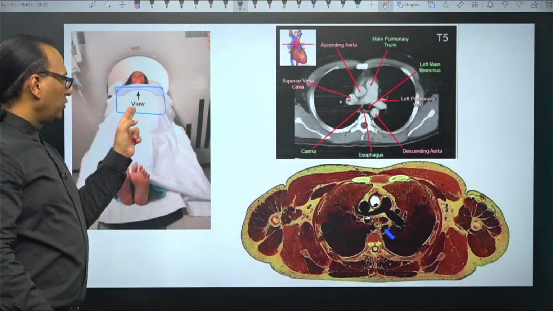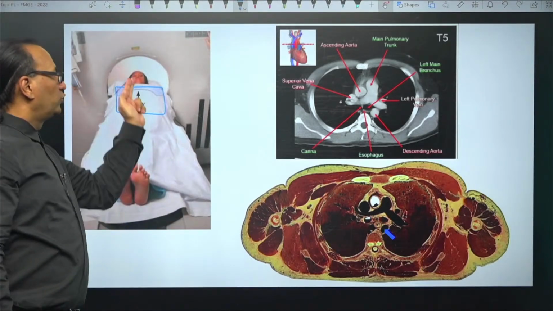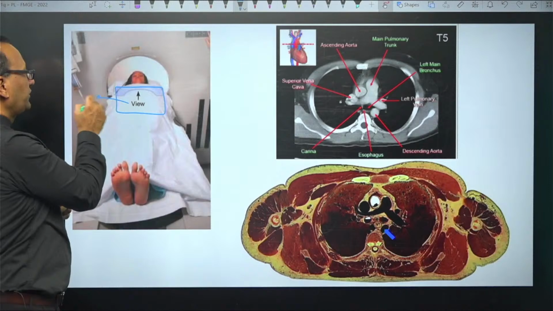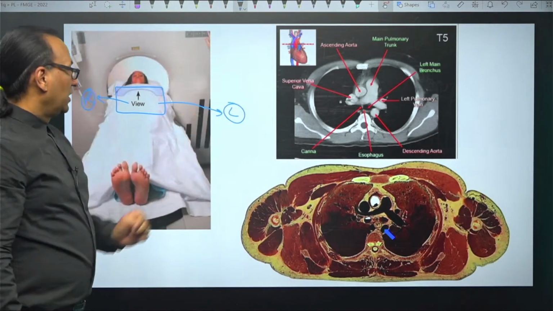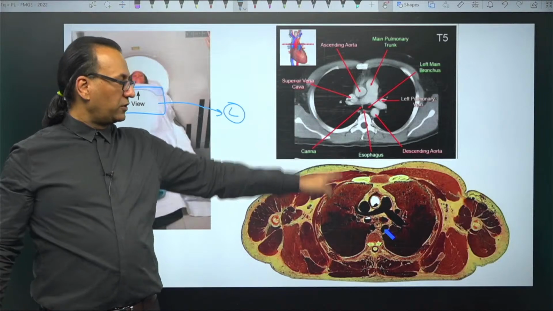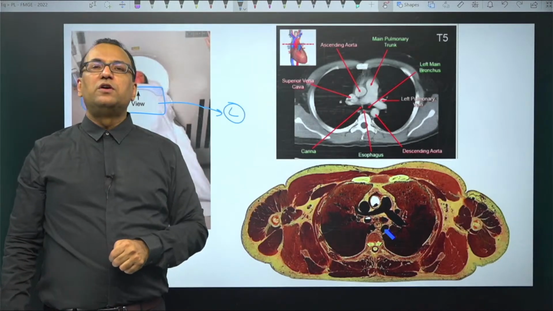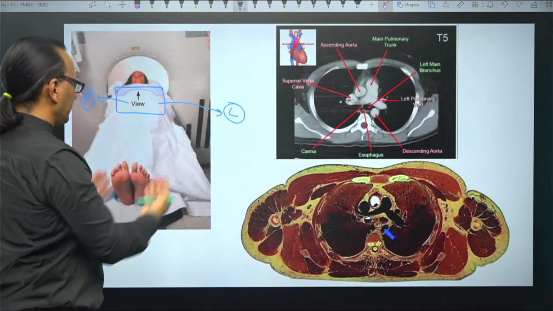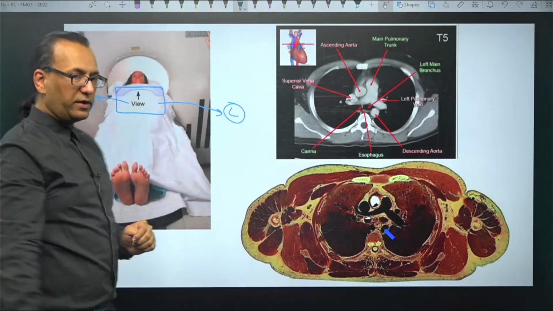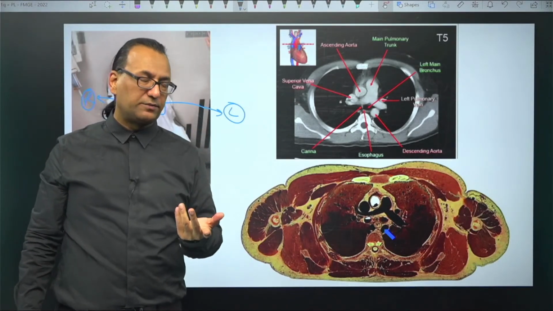So CT scans are usually viewed inferior to superior. This will be the right side of the patient, and that will be the left side of the patient. Not only the CT scan, but also when they give you a dissected specimen, even those dissected specimens should be viewed as if you are looking from inferior to superior. That is better as a convention.